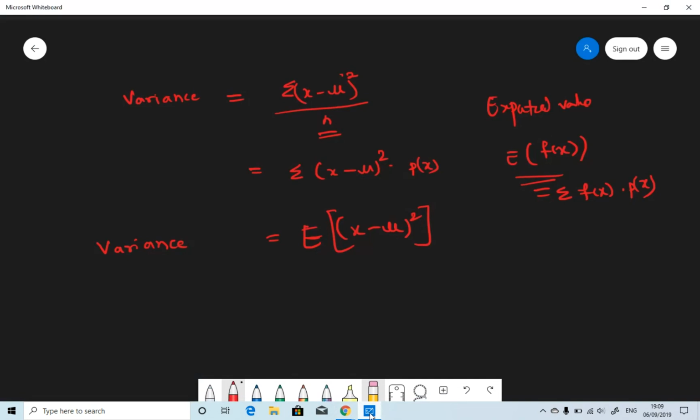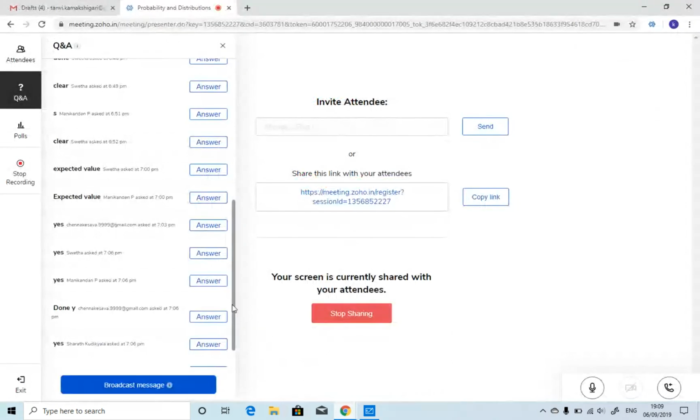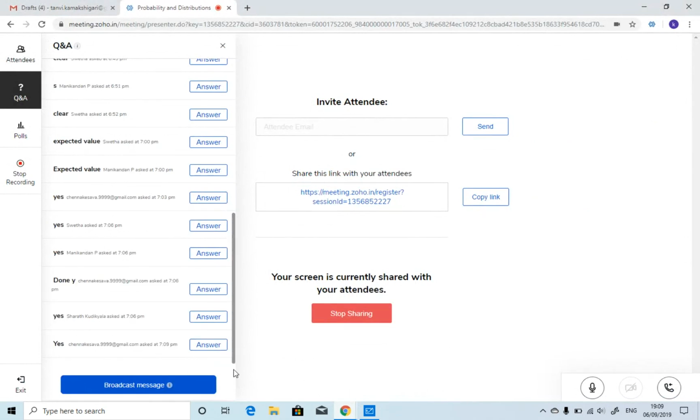See here, this is my expected value formula. If this is the formula, we can make the expected value with this f of x only, right? So I'm using this as f of x. Is this clear? Everyone, you can write it on your paper so that you will understand easily.